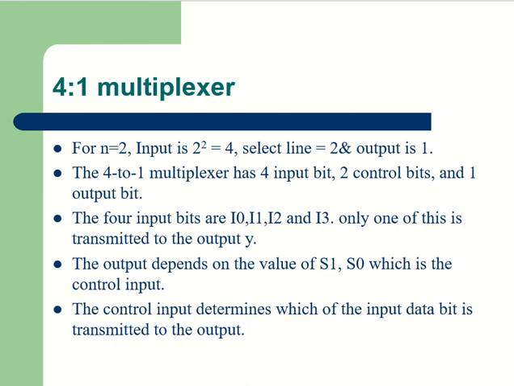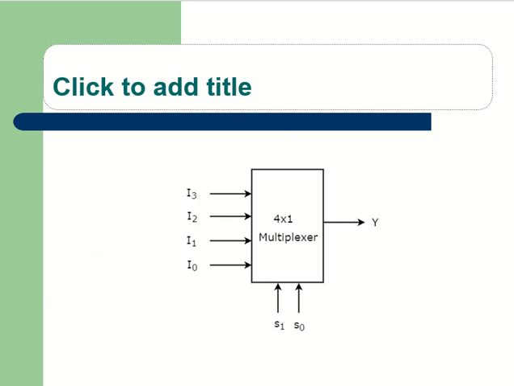Out of the 4 input bits, named I0, I1, I2, I3, one will be transmitted to output Y, and this output depends upon the values of S1 and S0, which are nothing but select lines or control inputs. So the control input will determine which input data has to be transmitted to the output. As you can see here, there are 4 inputs I3, I2, I1 and I0, 2 select lines S1 and S0, and output Y. Depending upon the different values of S1 and S0, you are going to get the value of Y.